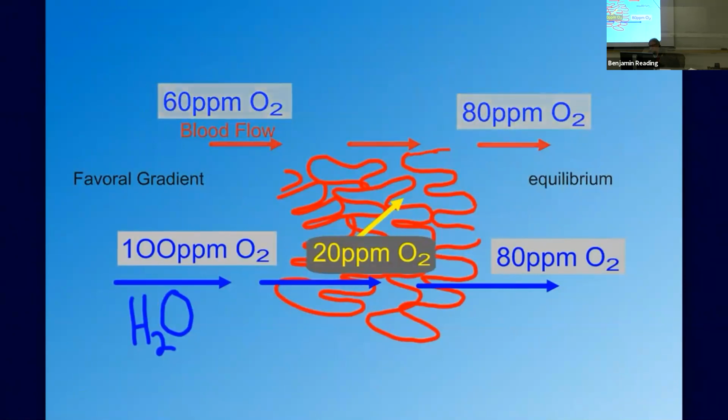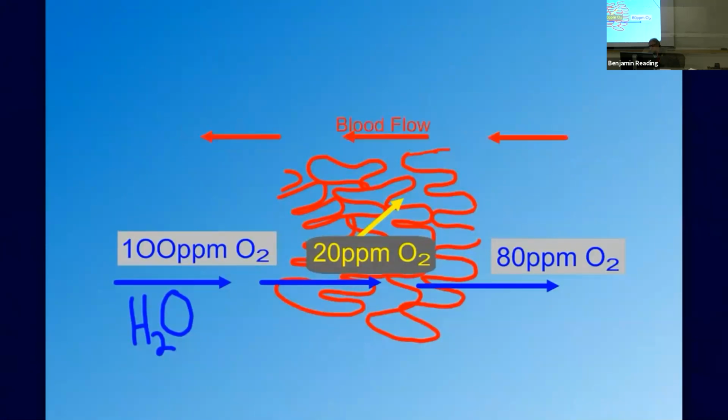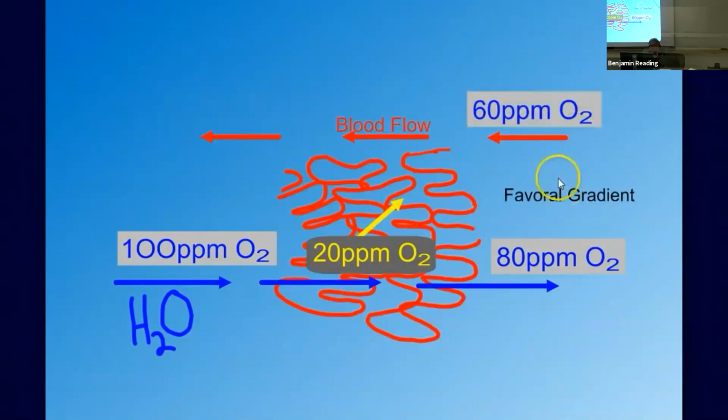So let's turn the system around and bring the blood in from the back of the gills and have it run countercurrent to the water. So again, the blood's coming in, we chose 60 for the blood coming into the gills, and we have a favorable exchange gradient between the 80 and the 60.